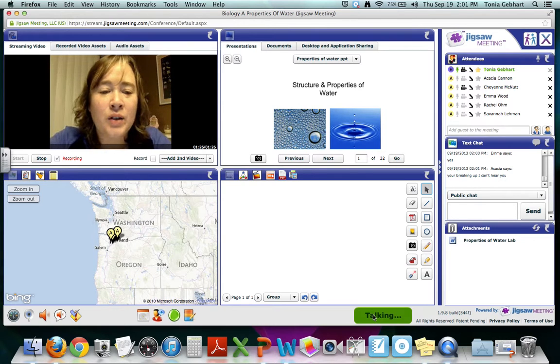Okay, so today we're going to go through a couple different things. One of the first things is to see how this software works, just kind of get familiar with that. And then the second piece will be to go through the structures and properties of water to have you a little bit more familiar with that.